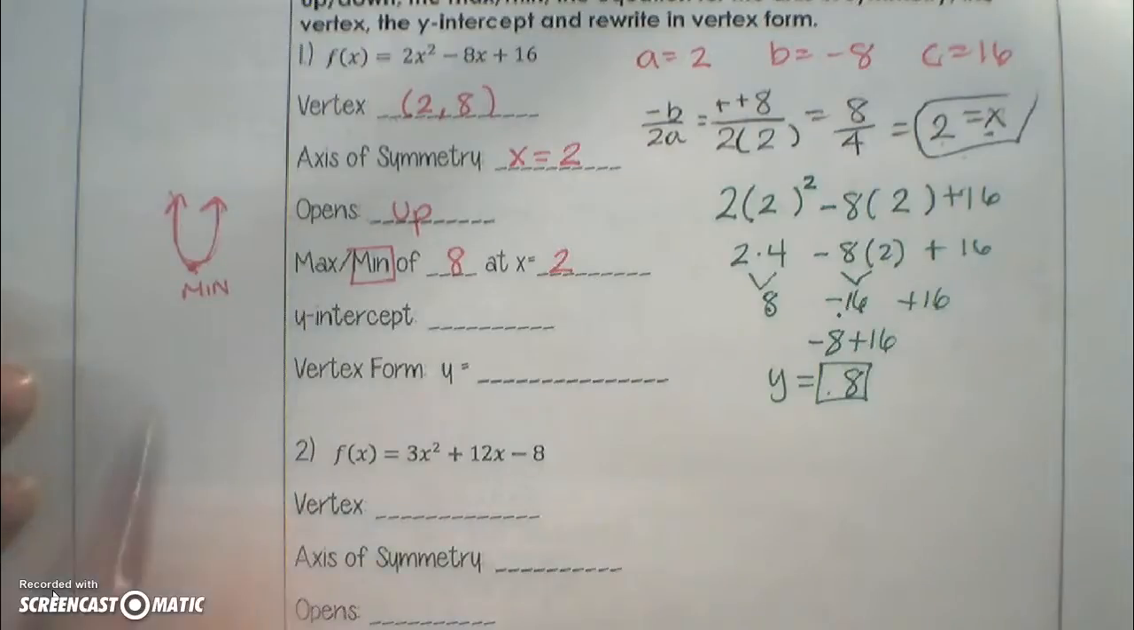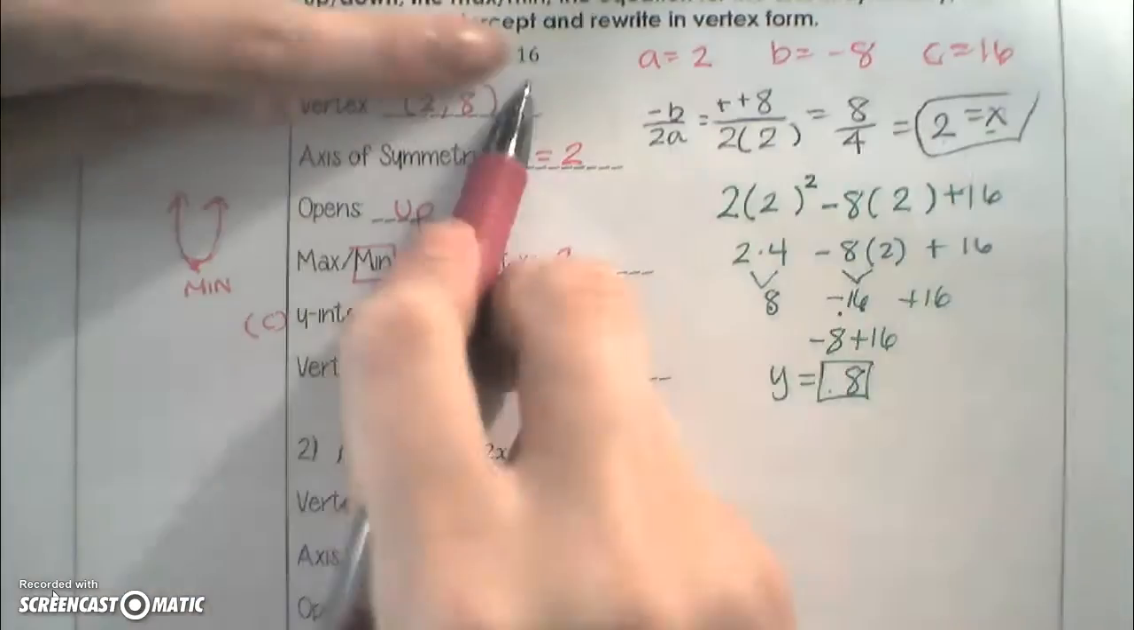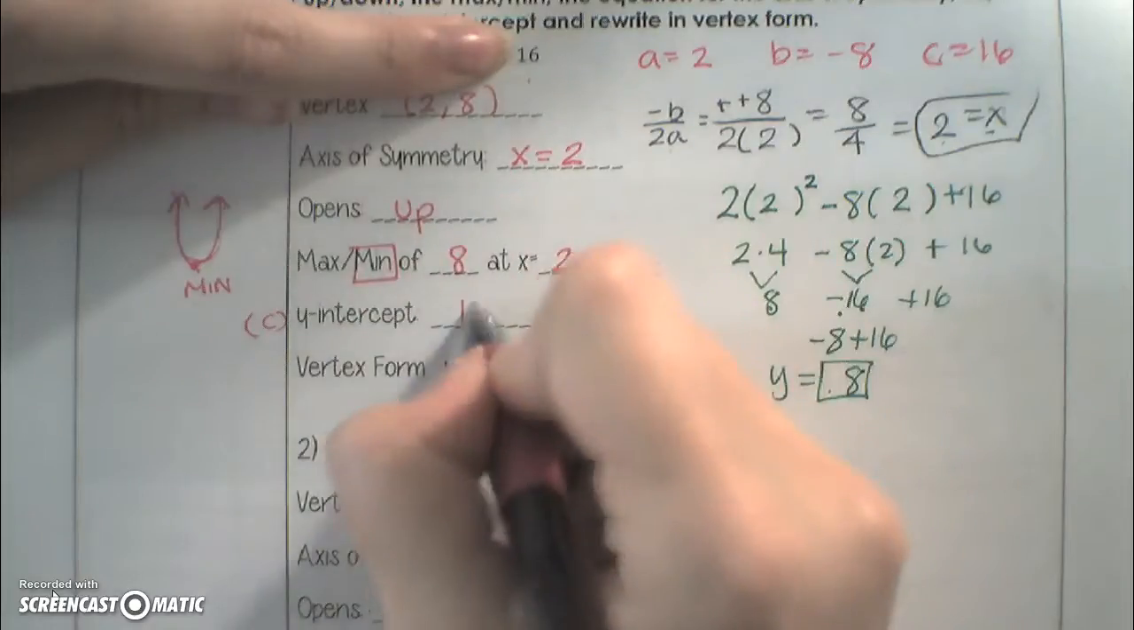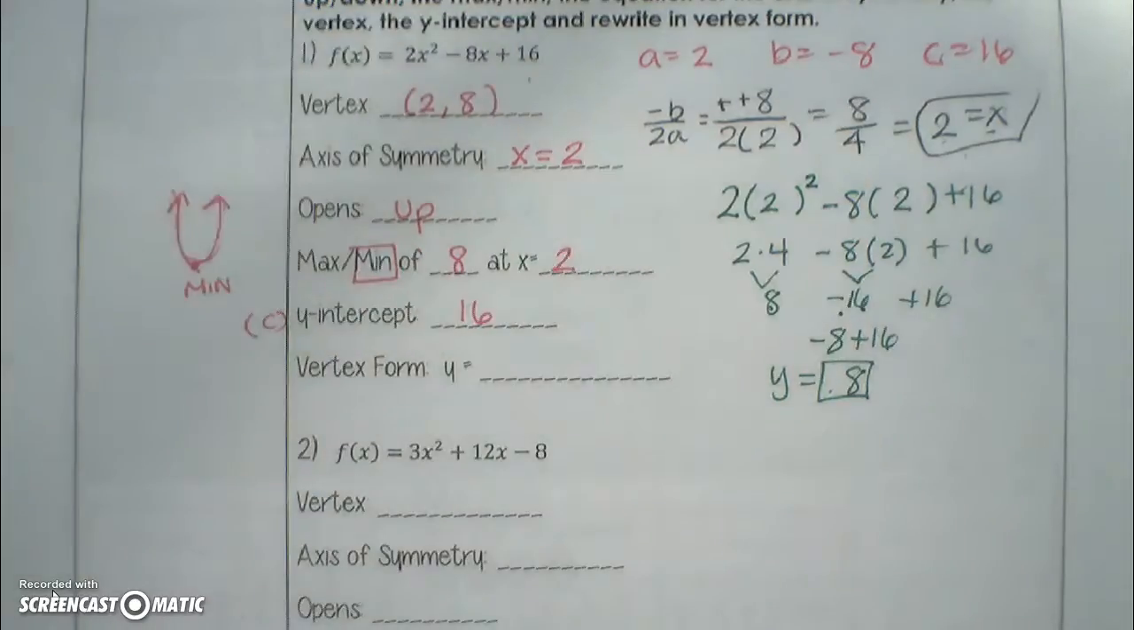The y-intercept, remember, that's just your c. And what is our c up above? 16. So our y-intercept should be 16.